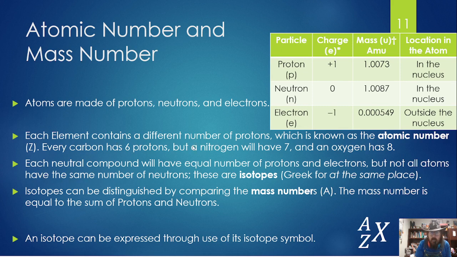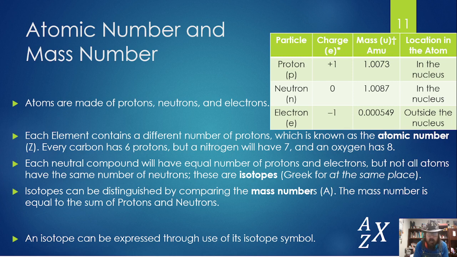The number of protons determines the element. Every carbon atom will always have the same atomic number of 6. If it does not have 6, it is not a carbon. Nitrogen will always have 7. Oxygen will always have 8. This is always going to hold true. If it doesn't hold true, then it's not the same compound.